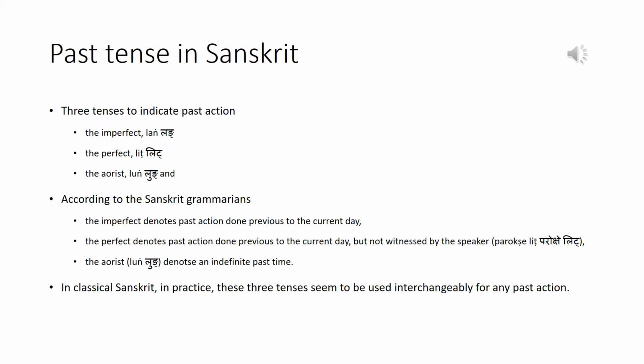In lesson 28, when we considered the perfect tense, we said that in Sanskrit there are three tenses to indicate past action: the imperfect lan, the perfect lit, and the aorist lun. In classical Sanskrit, in practice, these three tenses seem to be used interchangeably for any past action.